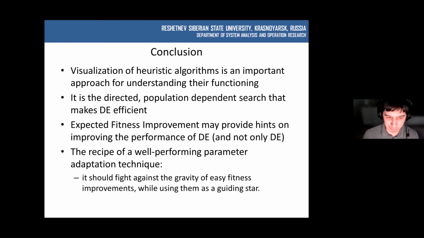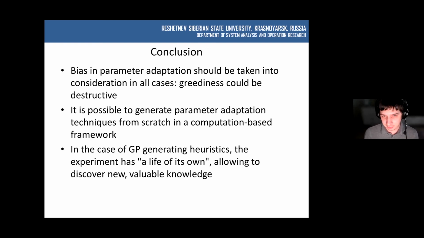Well, a good performing parameter adaptation should fight against the gravity of easy fitness improvements, but it should use them as a guiding star. So it should follow these two strategies in a balance, then you will get a very good parameter adaptation strategy. And this bias in parameter adaptation always should be taken into consideration, because greediness is destructive, not only in real life, but also in parameter adaptations.